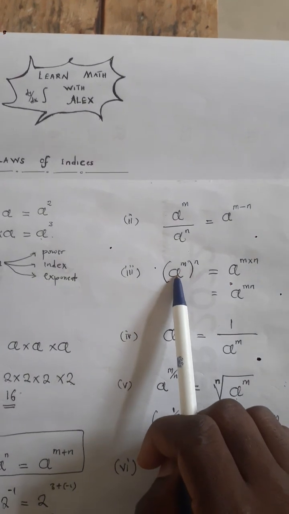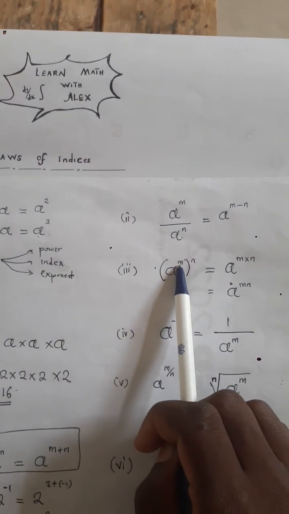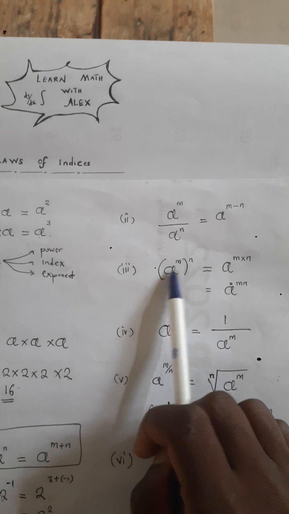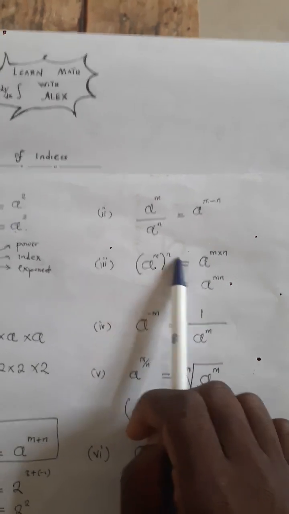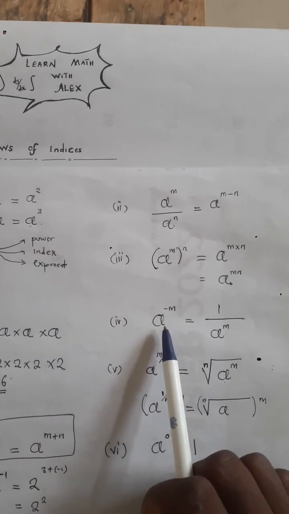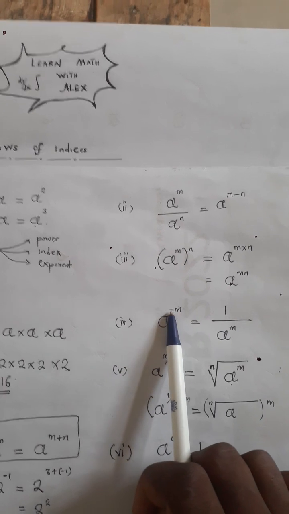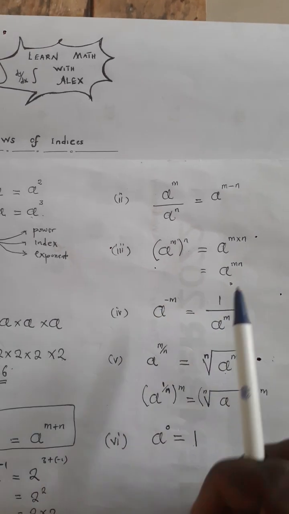Again, you will have an index of an index. This a is raised to the power m, again raised to a power. What you can do here is multiply the powers. Then a base raised to a negative power, this is how you can simplify it.